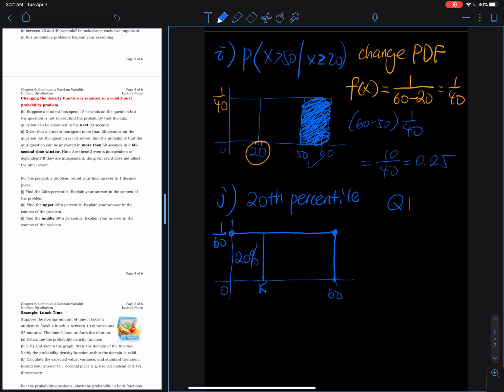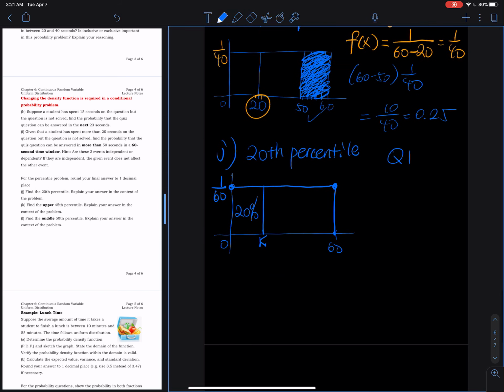So I'm going to put an unknown K. You can use J or whatever letter you use, but I have been using K for a long time, so I will be using K. The question is asking, what is K? To answer that, how do you find the 20% area? You take the maximum, K, minus the minimum 0, times the height. That equals 20%, right? Solve for K. We multiply 60 on both sides. K equals 0.20 times 60. K equals 12. That is the answer that I am looking for.